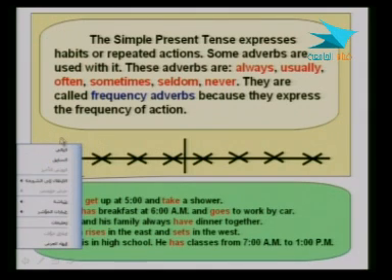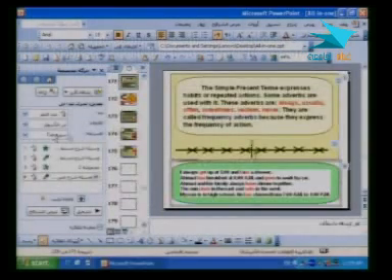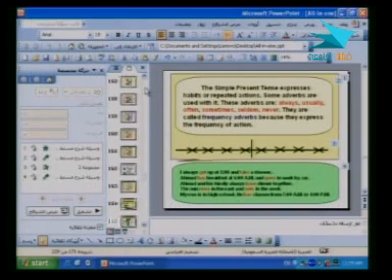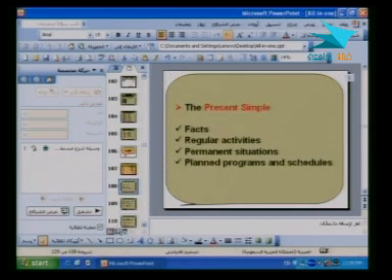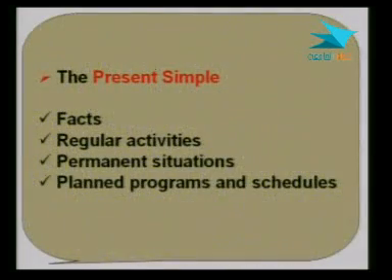All right, so very quickly, let me go back to the simple present tense start, when we started it, of course. And I think it should be here. Yeah, this is the simple present tense. Again, we said that it is used for facts, regular activities, permanent situations, planned programs and schedules.